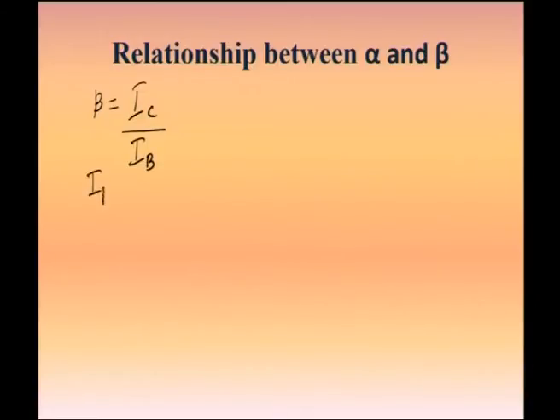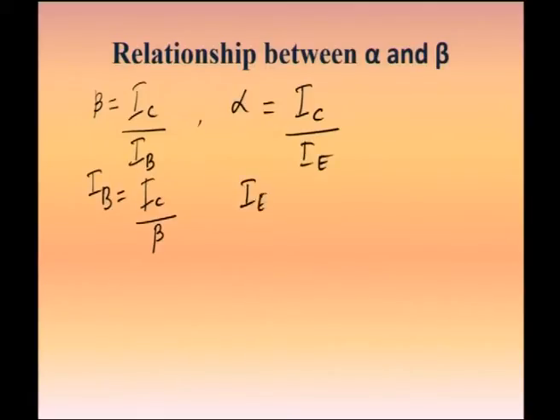So, here IB can be written as IC by beta. And what is alpha? Alpha is the current amplification factor in common base configuration, which is the ratio of the output current to the input current. In common base the output current is the collector current and the input current is the emitter current. From here, IE can be written as IC by alpha. So, IB is in terms of IC, and IE is also in terms of IC.